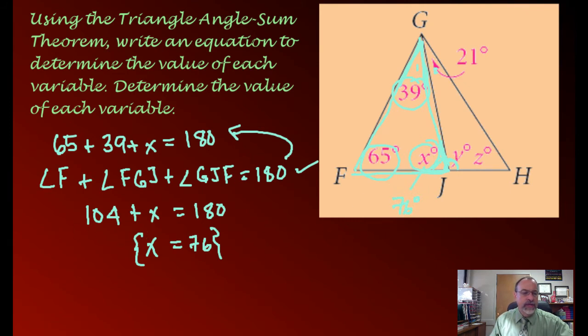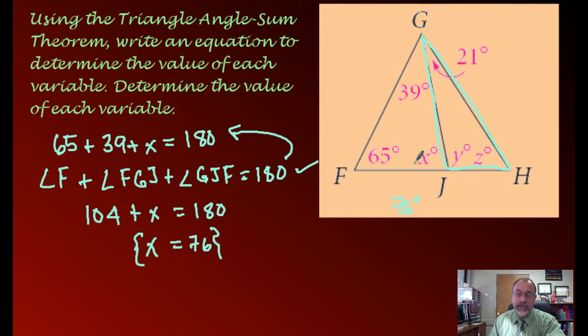Alright, so now that we have that one figured out, we've got to look at some other triangles to figure out the other ones. Now, if I try to do this one next, the problem is I'd have to add this angle here, which is y, and this angle here, which is z, and this angle here is 21. I'm going to have two variables there, a y and a z, and I can't figure that out. So I need to figure out probably z first or y first, one or the other.